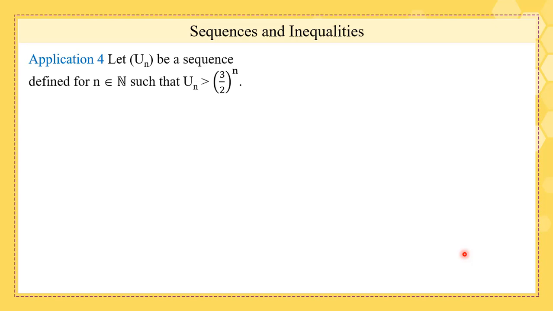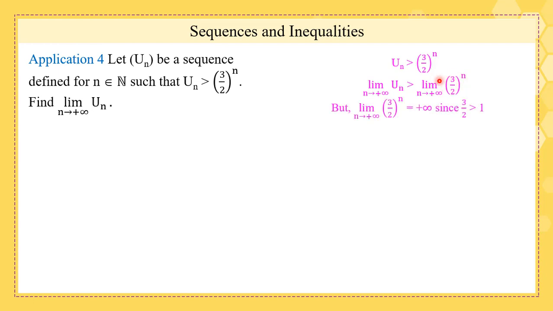Let's take this application. We know that Un is greater than this quantity, and the question is to find the limit of Un. Try to do it alone, and let's see the answer. Well, Un is greater than 3 over 2 to the power n. If we apply limits here, remember in the case of limits of sequences, we always let n tend to plus infinity. So the limit of Un is greater than the limit of this quantity, but this quantity is plus infinity because 3 over 2 is greater than 1, and the limit is greater than plus infinity means that it should be equal to plus infinity. This is by the neighborhood property.